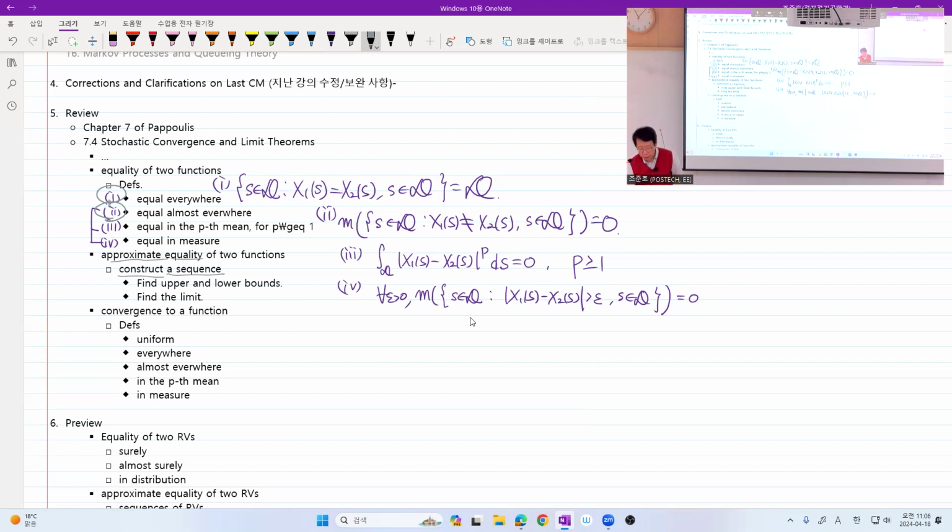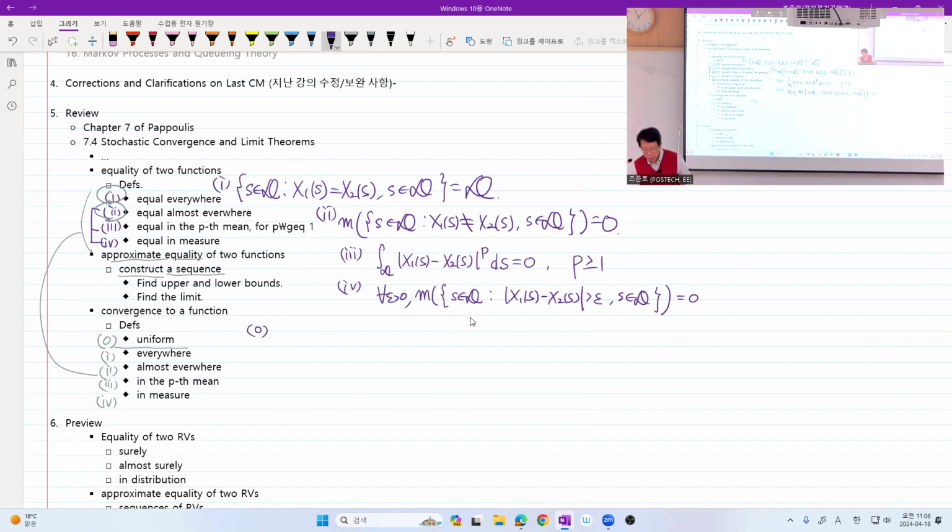In that case, we have one more definition that is not directly related to this form. As you see, here are the sequence counterparts of these four equalities. Here are four approximate equalities. The first is the uniform convergence.